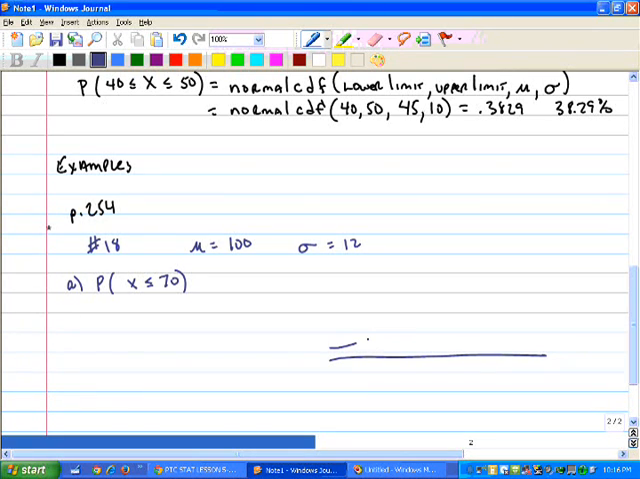If we look at the curve, again a bell-shaped curve, the mean is $100 and the standard deviation is $12. We want to know the area under the curve less than or equal to 70. In your calculator, second vars, go to normal CDF.